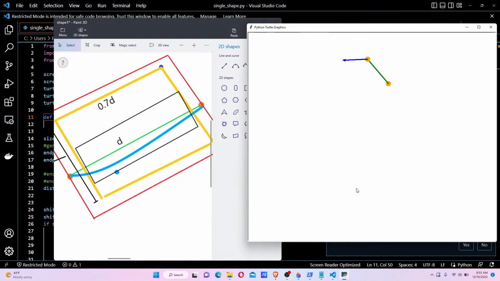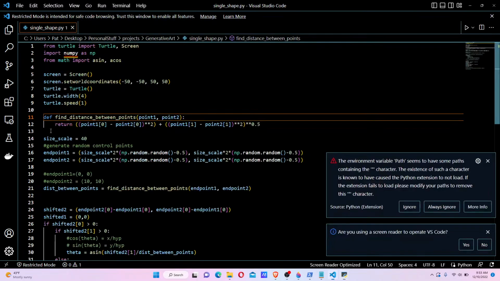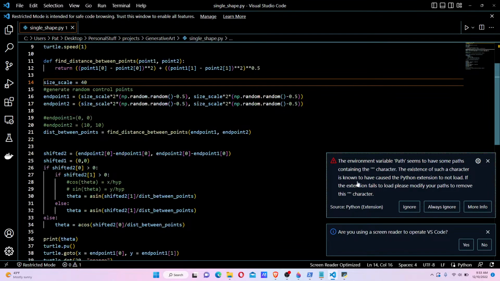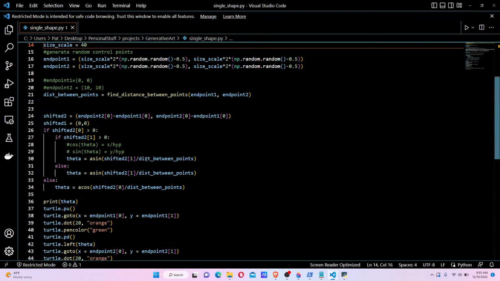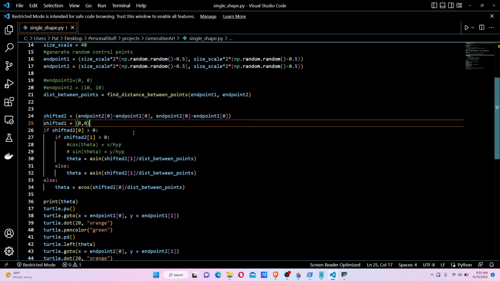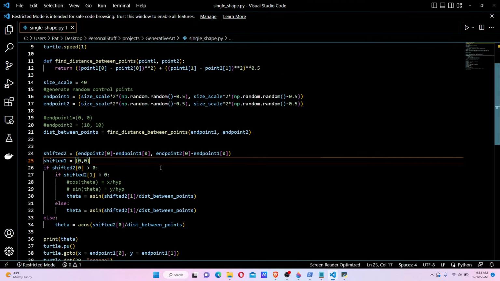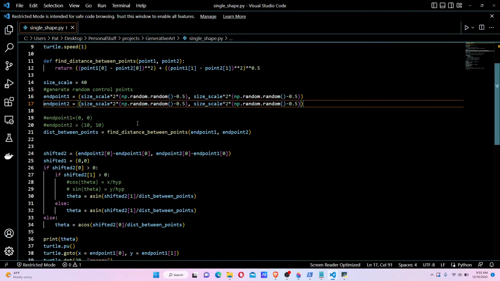Okay, so I have a green line and these two orange points. So I guess the question is, how do I do that? Okay, generate random endpoints. Get distance between points.